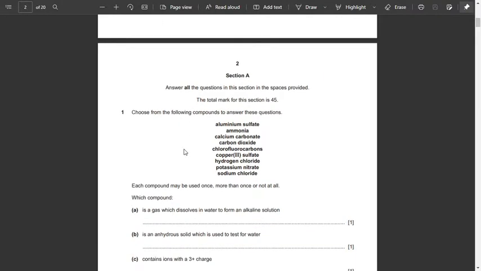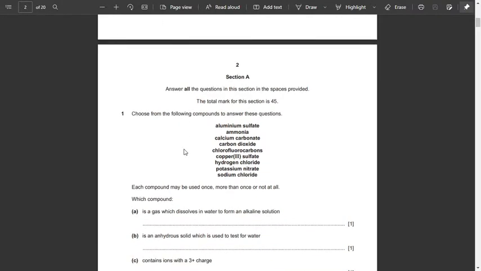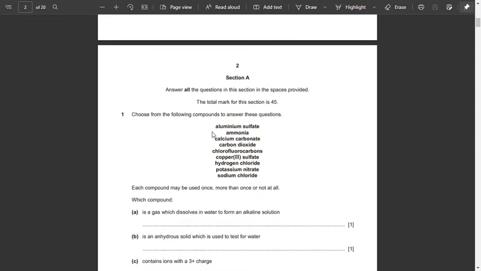If we look at question number 1, it says, choose from the following compounds to answer these questions. So we have a list of compounds provided. This question is basically a question that comes in every paper. It follows the same format. We'll have different compounds, different question parts, and we might have different requirements, but it is going to be in the same format most of the time.